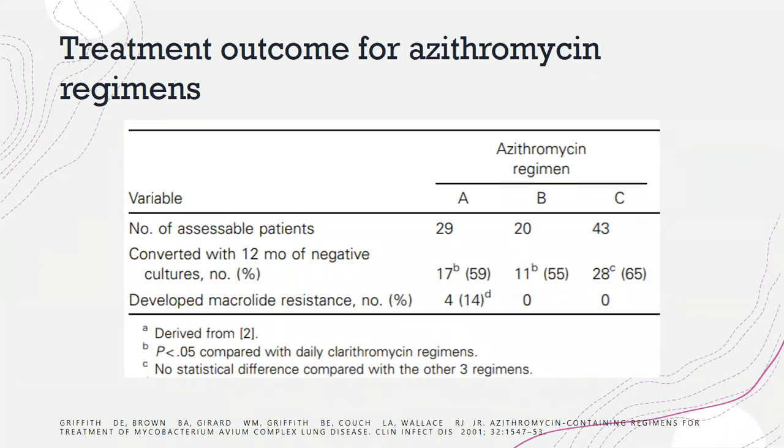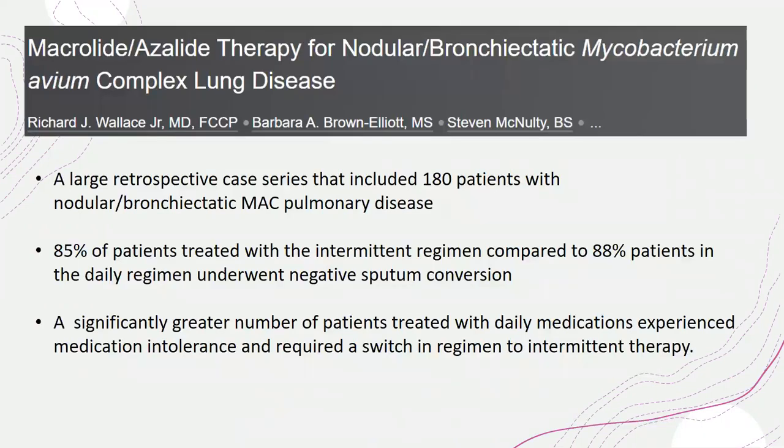And you can see that the bacteriological response is practically the same. You have 59% conversion in patients who got daily medications, and 65% conversion in patients who got intermittent medications. This is another large retrospective case series that included 180 patients. The summary of this is that 85% of patients with the intermittent regimen compared with 88% of patients with the daily regimen had negative sputum conversion. This is a non-significant difference.